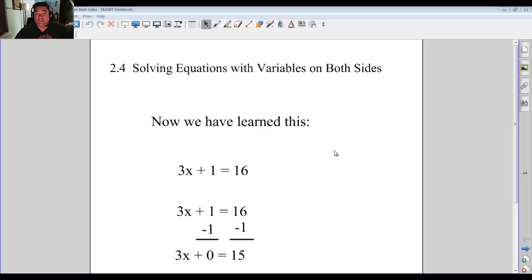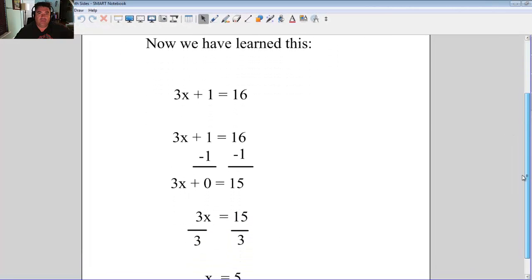First, let's go back and see what we've learned. If you remember from this example, if you have 3x plus 1 equals 16, step 1 is to get rid of the plus 1, and the opposite of plus 1 is minus 1. Therefore, you minus 1 on this side and minus 1 on this side. By doing so, this gets rid of the plus 1, so you just have 3x, and over here you just have 15. Then the next step is to get rid of the times 3, because x times 3.